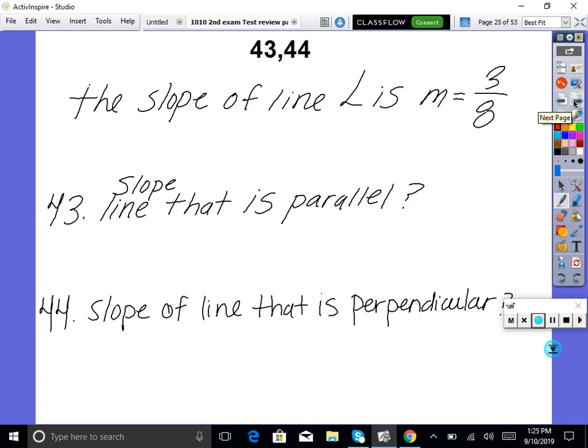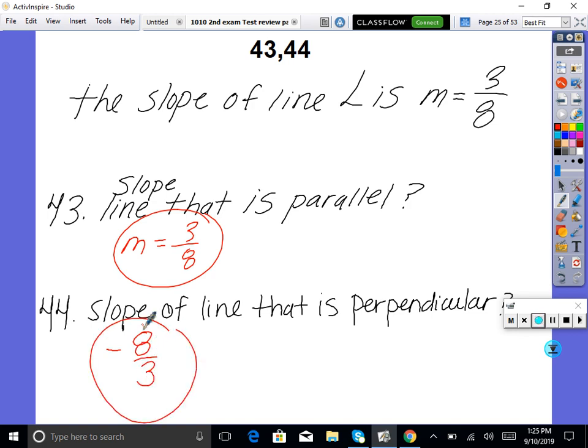All right. The slope of the line is 3/8, and then it says find the slope of a line that is parallel. So remember, a parallel line would have the same slope. So it says find the slope, it would be 3/8. Find the slope of the line that is perpendicular. Remember, you'd flip your sign, so it was positive, so our perpendicular line will be negative, and then reciprocate your fractions, flip your fractions, so 8/3. This would be the perpendicular slope.